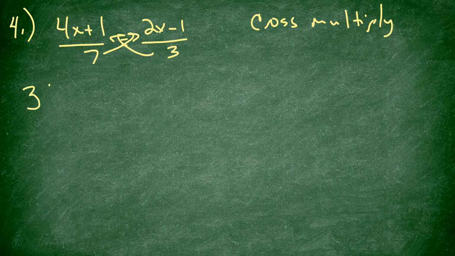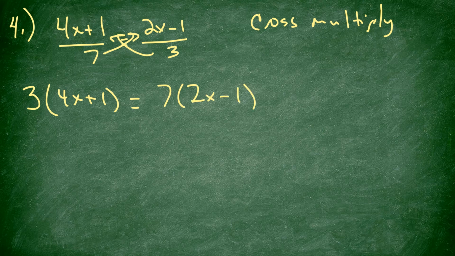Alright, so the first thing I'm going to do for number 4 is cross multiply. I'm allowed to do this. It's just a shortcut to multiply, because I would multiply both sides by 7 and then both sides by 3. It's just a shortcut to make the fractions go away right away. So I'm going to cross multiply. I'm going to have 3 parentheses 4x plus 1 equals 7 parentheses 2x minus 1.